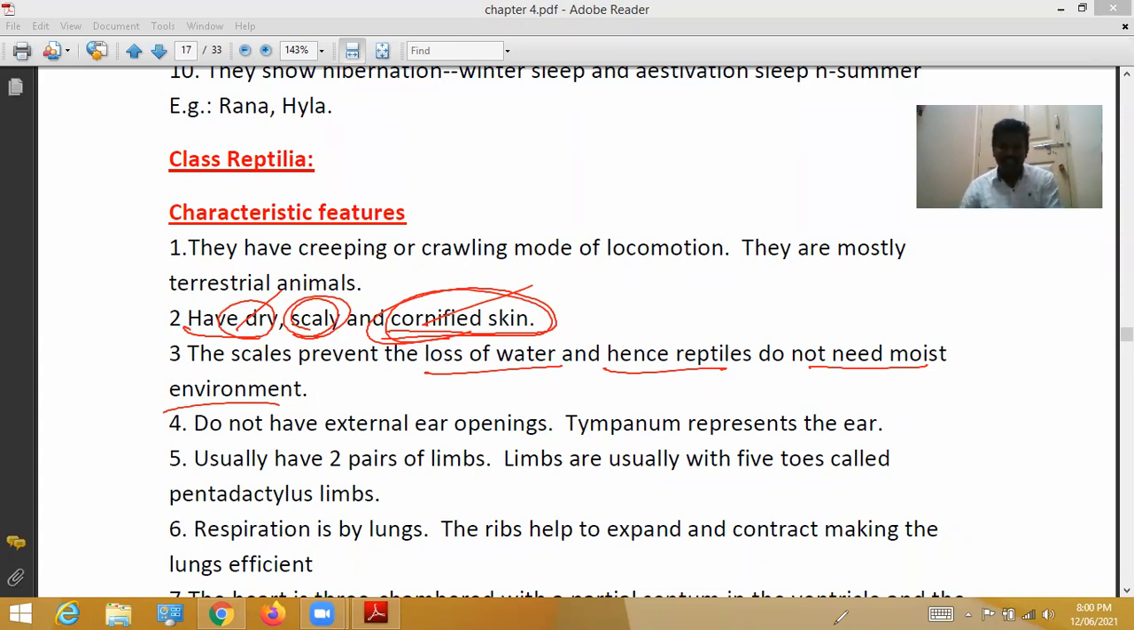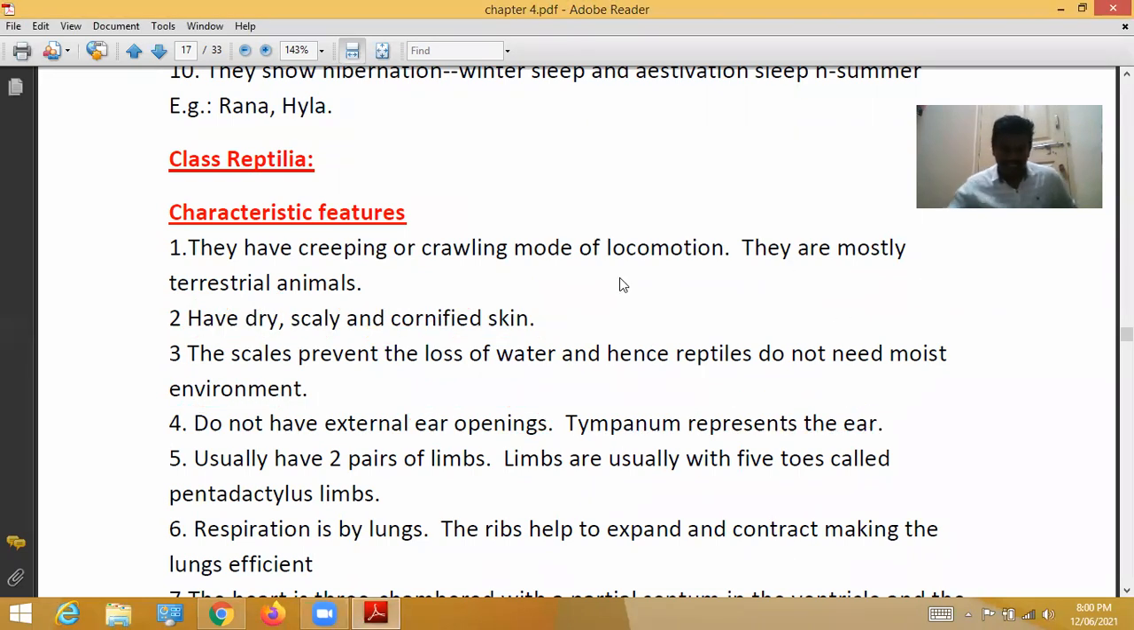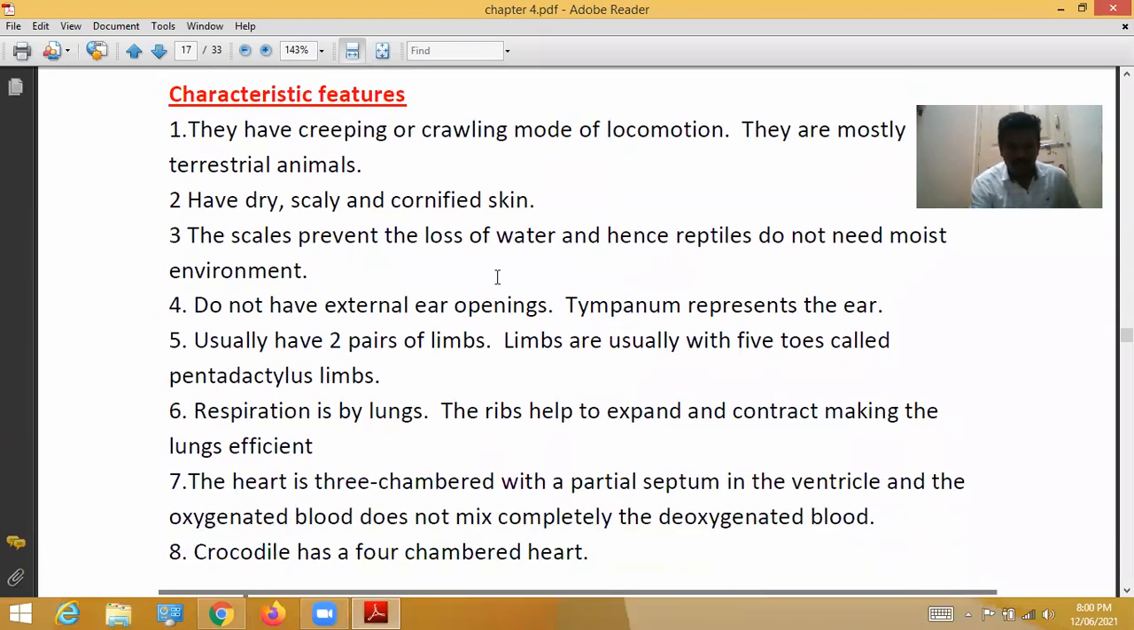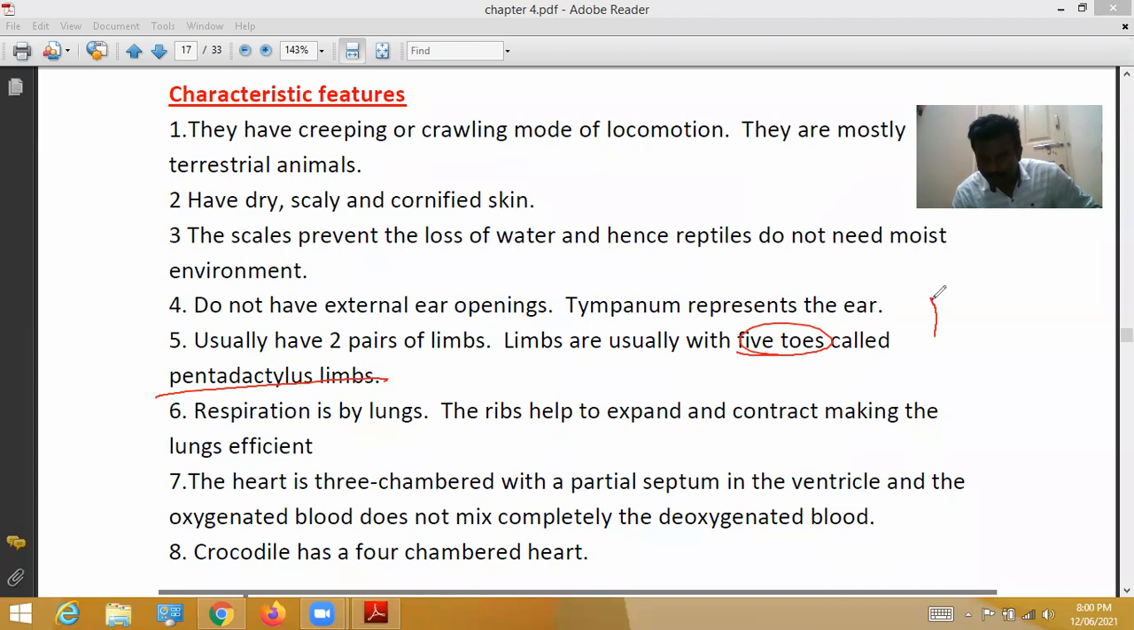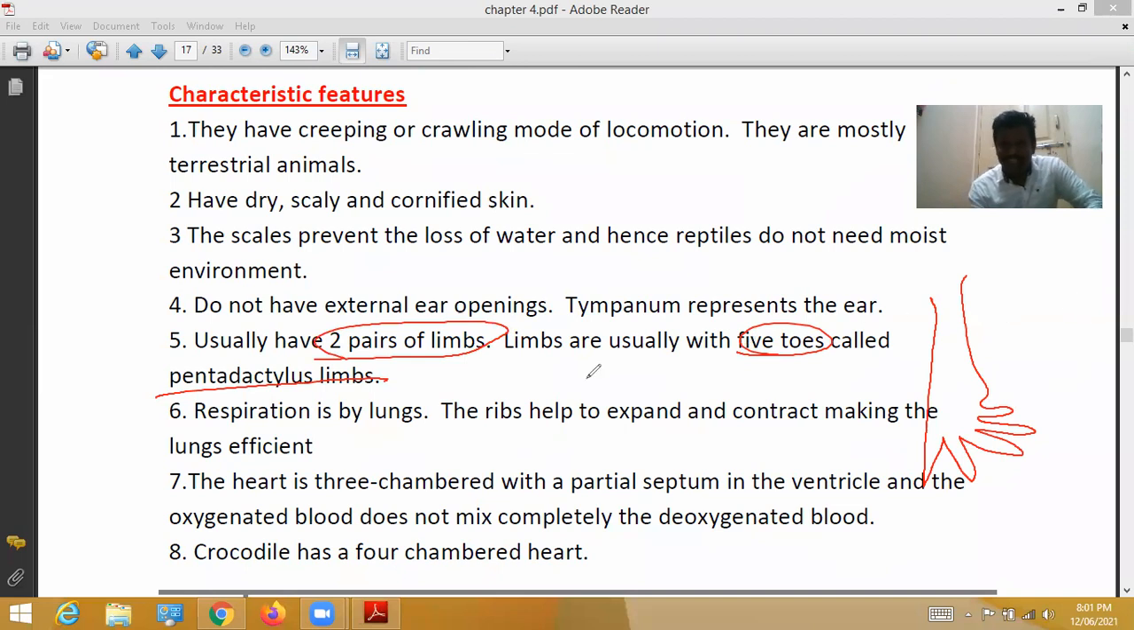They don't have external ear openings. The tympanum represents the ear, so specific ear openings are absent. They usually have two pairs of limbs, with five toes. The five toes are called pentadactyl limbs, like this. Five toes will be there. So they usually have two pairs of limbs, forelimbs and hind limbs, with five fingers and phalanges.